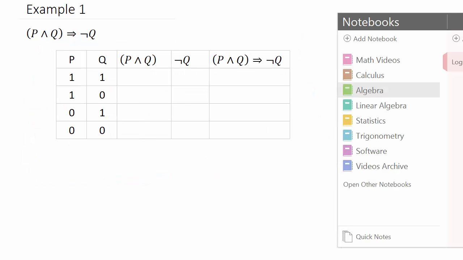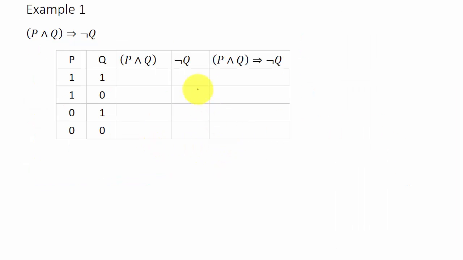Alright, so let's look at this example. We want to do P and Q implies not Q. So this part here that's in parentheses, we're going to treat that as one thing. And you notice here I have a column for that. So what we need to do is fill out the column for P and Q, then fill out a column for not Q, and then we can do the entire thing.